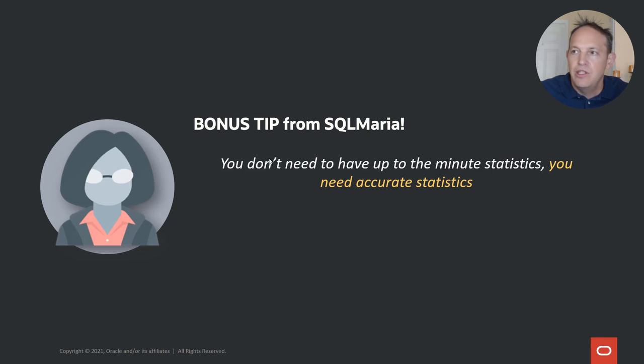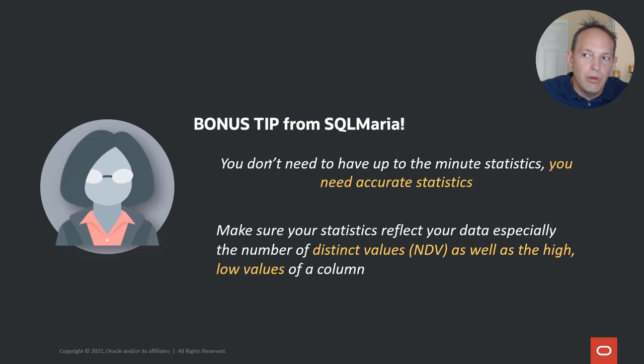She's saying statistics are important, but it's not the most important thing to have statistics up to date to the current second or minute or even an hour. What's most important is that the statistics reflect your data accurately, so the optimizer has an understanding of how it's laid out and how it can generate nice plans to satisfy your queries. And she says specifically in terms of distinct values as well as the high and low values of a column.